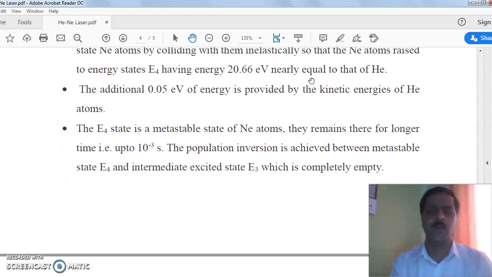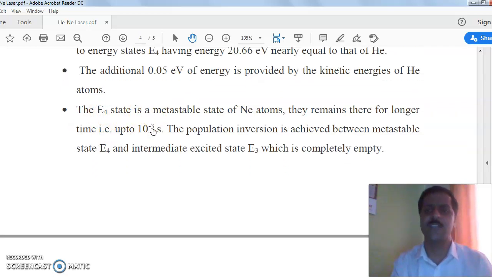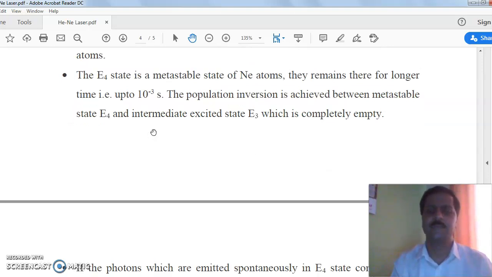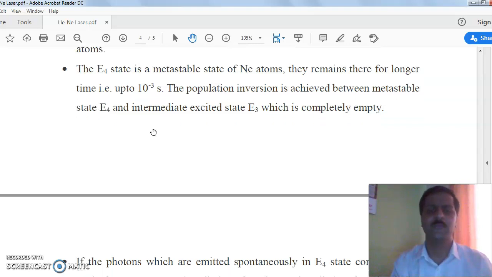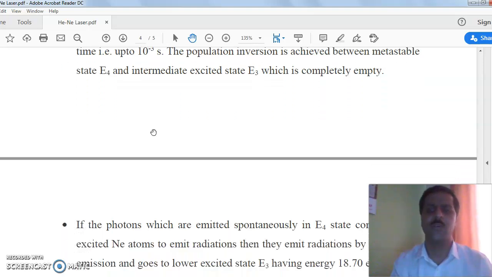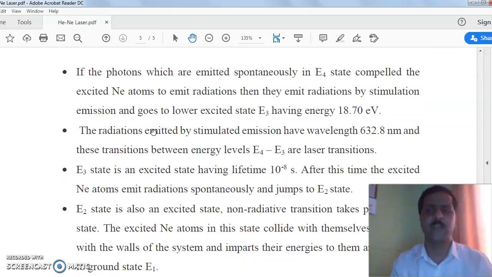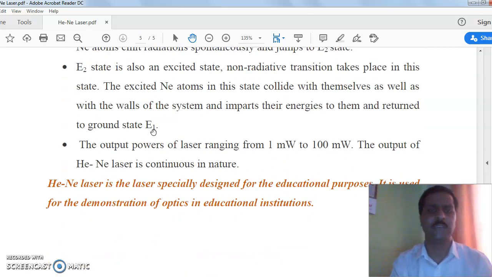Now the helium proportion is taken larger in the helium neon laser because helium also acts as a cooling agent, which acquires heat from the excited neon atoms and imparts that heat to the surroundings. So the number of helium atoms is larger in comparison to neon.